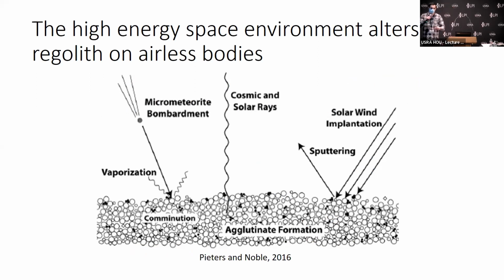First off, I want to explain what space weathering is for those of you who don't know. The surfaces of airless bodies such as the moon are exposed to a high energy interplanetary environment. The surface is exposed to processes such as micrometeorite bombardment, which results in vaporization, comminution, and melt splash, which adds to agglutinin formation. We also have exposure to solar wind, which results in sputtering and solar wind implantation. Collectively, these processes result in chemical and structural alterations of regolith exposed at the surface.